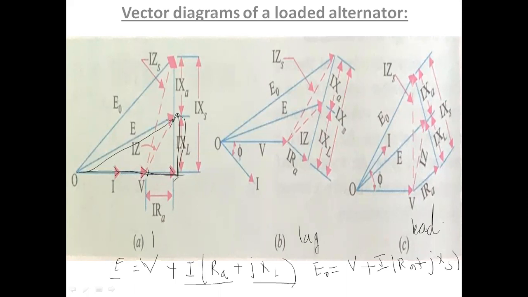Okay, so to this IXL, for E naught I have to add IXA, since XS is equal to XL plus XA, right? So for IXL, I have to add the IXA drop. So E naught is equal to V plus IRA plus IXL plus IXA. Total it becomes E naught. And IRA plus IXL, I can write as I into Z, and IRA plus IXS, I can write as I into ZS.